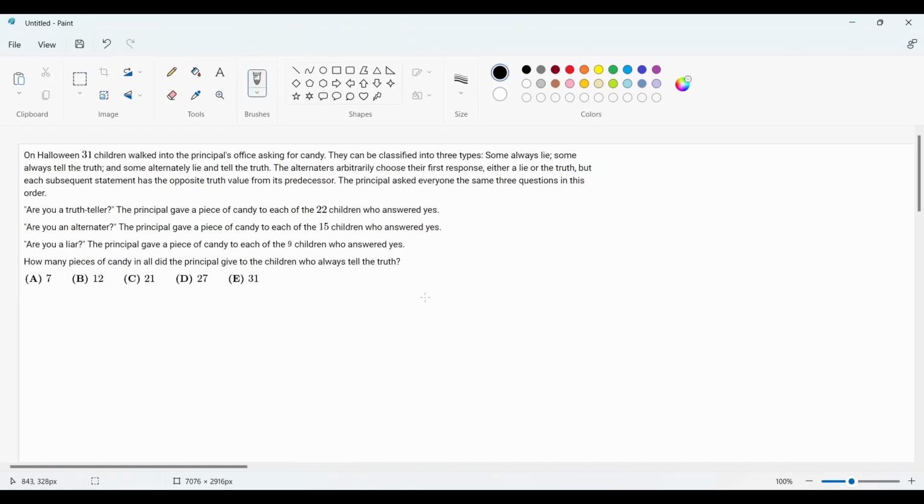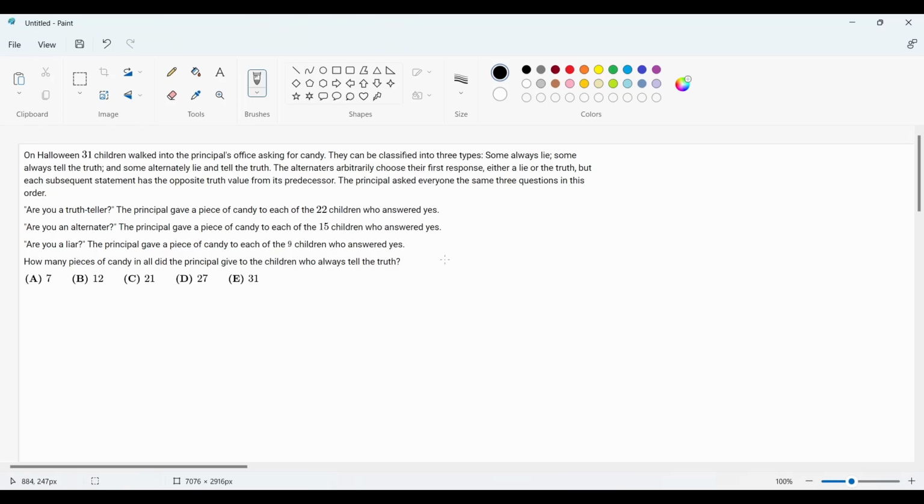Okay, the final problem I'll be covering today is problem 12. Let's see what it is. On Halloween, 31 children walked into the principal's office asking for candy. They can be classified into 3 types. Some always lie, some always tell the truth, and some alternately lie and tell the truth. The alternators arbitrarily choose their first response, either a lie or the truth, but each subsequent statement has the opposite truth value from its predecessor.